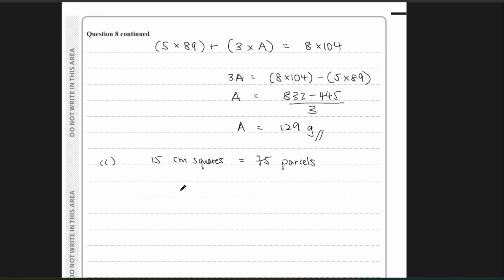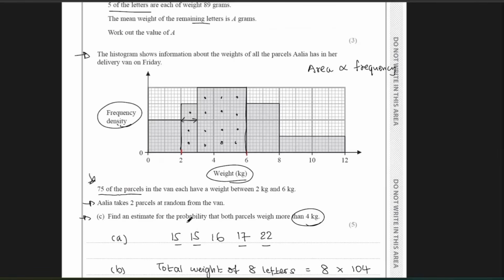So we want to know how many parcels are represented by 1 centimeter square. So 1 cm square is equal to 75 divided by 15. We get 5. So 1 centimeter square represents 5 parcels. To find the probability that the parcels weigh more than 4 kilograms, we'll have to count the total number of parcels that Alia has in her delivery van on Friday. So we have already counted the 15 squares. Let's count more.